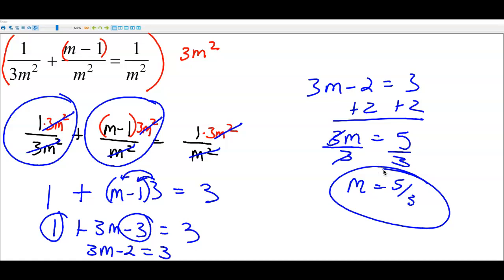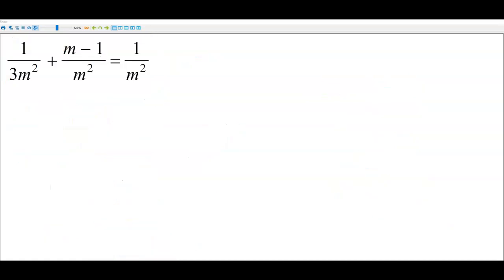So that's our first type that we're looking at today. Now, what these have in common, all the ones that we've done so far, is the denominators are monomials. I like to start there. They're usually a little bit easier.